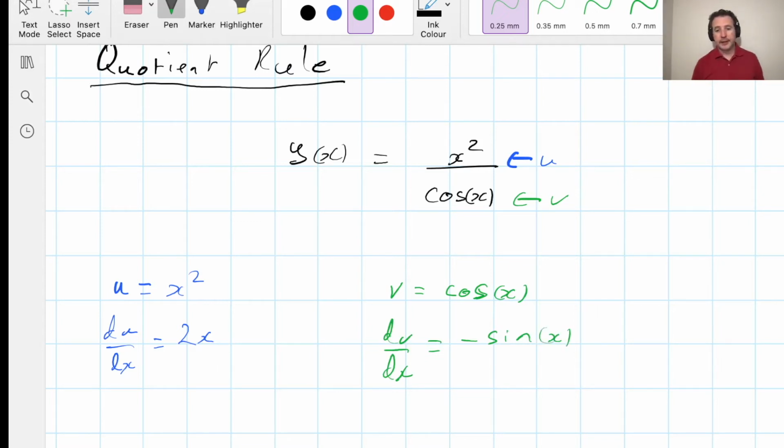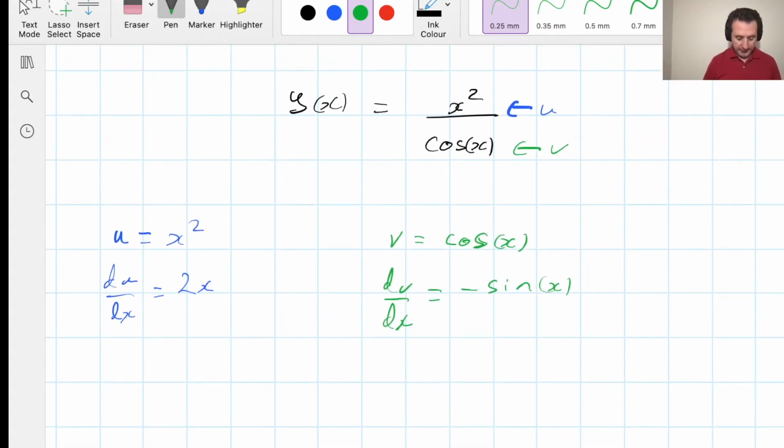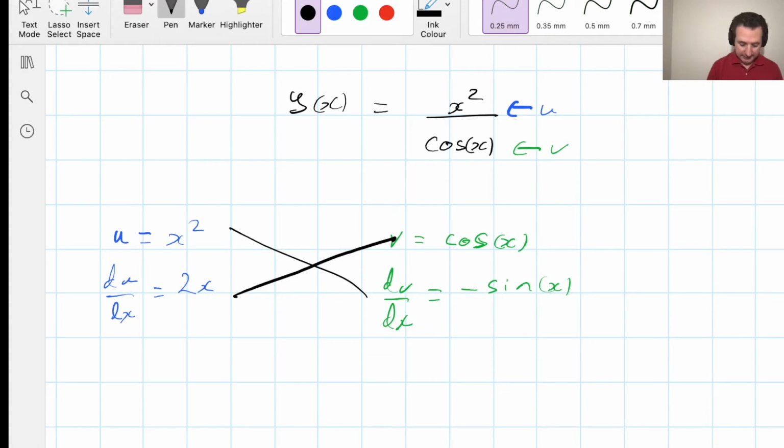Okay, now quotient rule is slightly more involved. It's not just multiply across, there's a minus sign involved as well. So how do we address this? What we have here is v times the du/dx and then u times dv/dx. So that's the same, except here we have a minus sign.